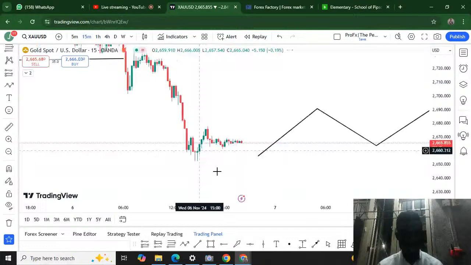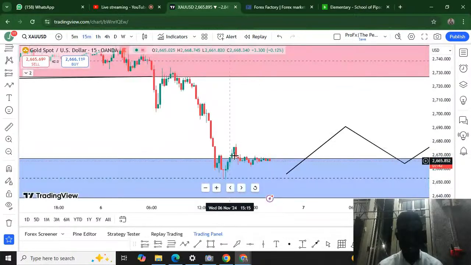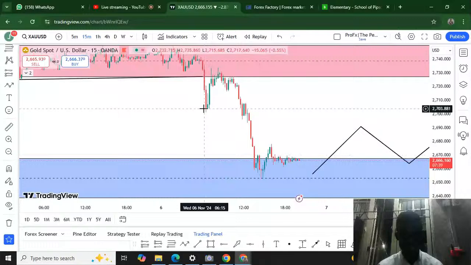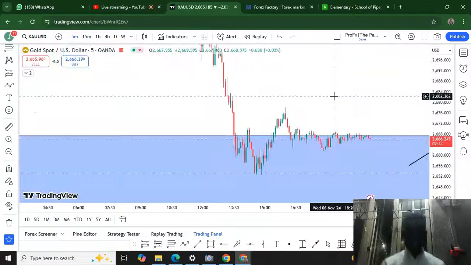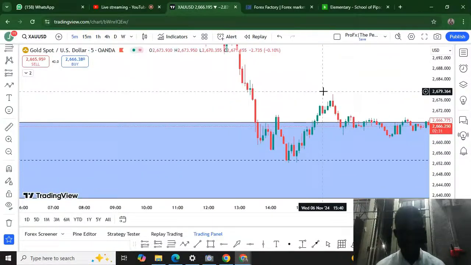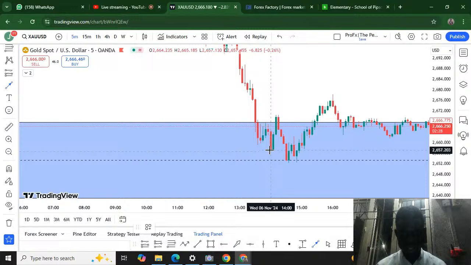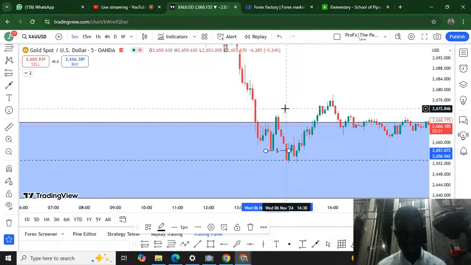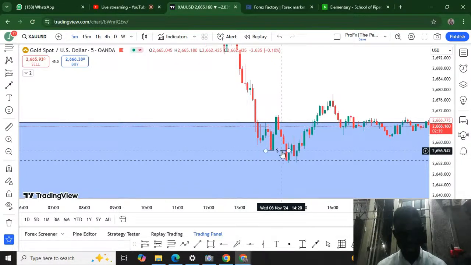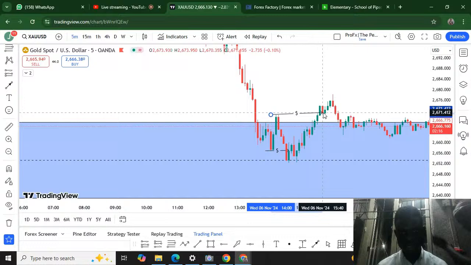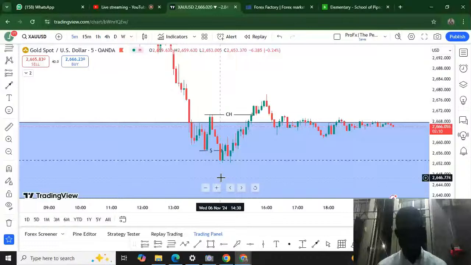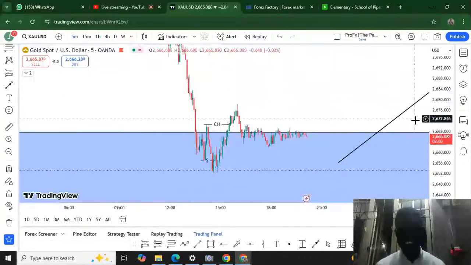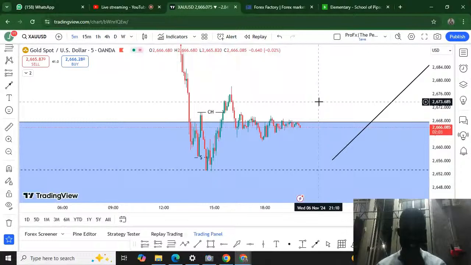So from a 15 minutes perspective, let me see. Let's see 5 minutes. Okay, good. So I think 5 minutes has done what we are looking for. 5 minutes has given us the liquidity and break of structure. This is the 5 minutes change of trend. So 5 minutes has given us what we are looking for.